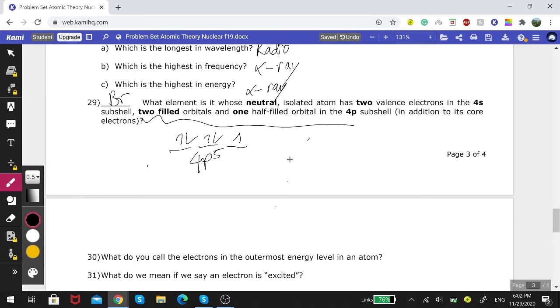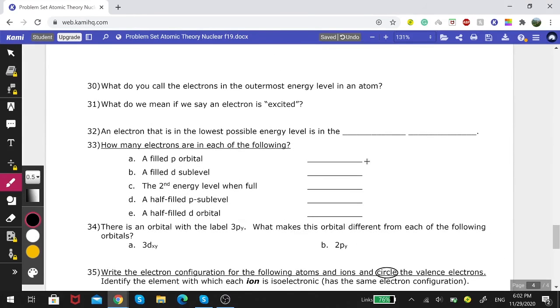The answer to this is Br. What do you call the electrons of an outermost energy level? That is easy. Valence electrons.